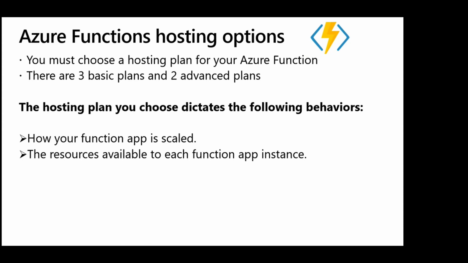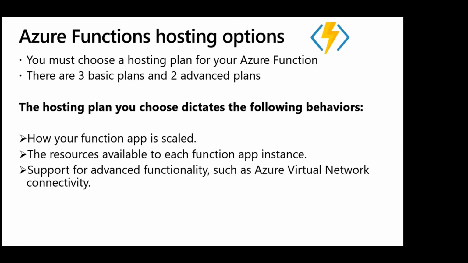So based on a hosting plan, for example, you want to add Azure Function to your virtual private cloud. You cannot add it to the networking, you cannot add it to the firewall in a consumption plan. You have to go with a higher plan. So the hosting plan you choose decides the resources available to it. It also supports advanced functionalities such as virtual private network.